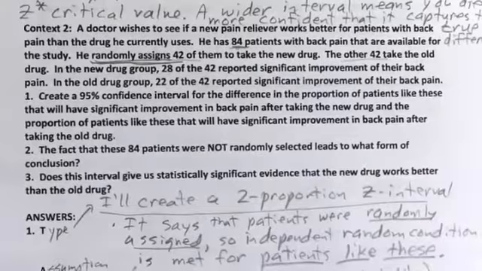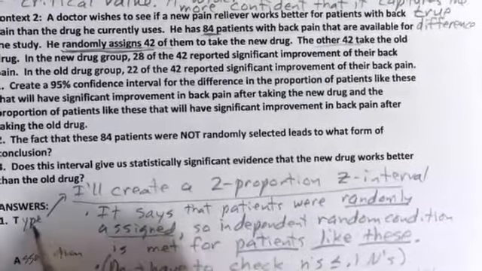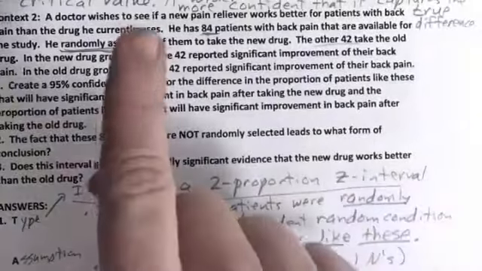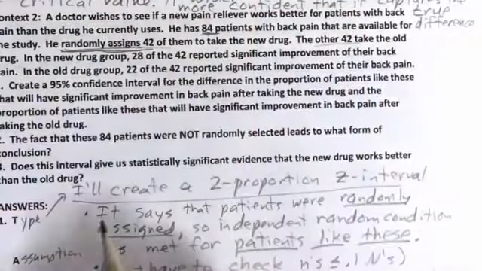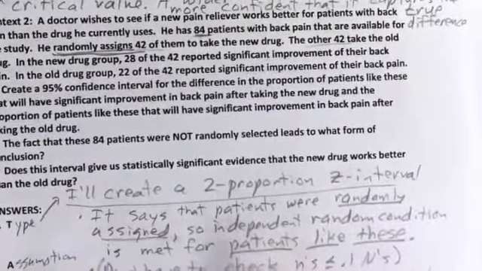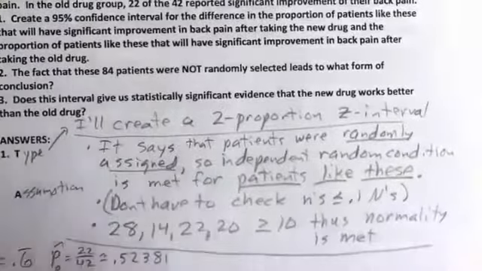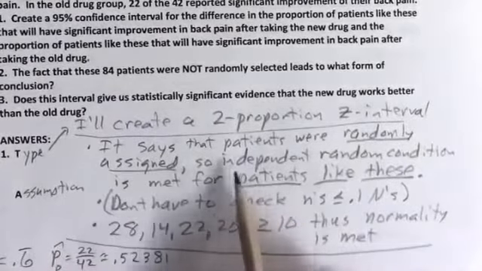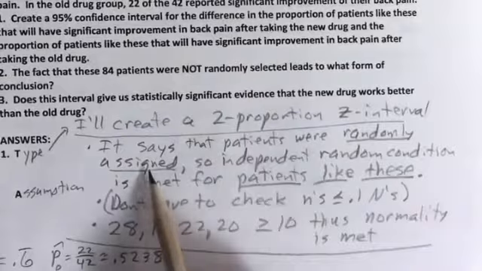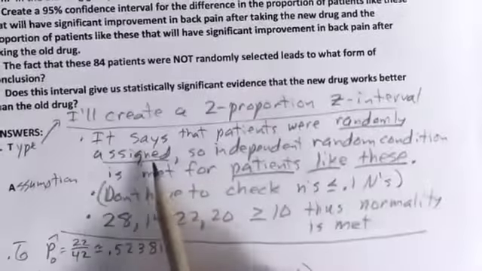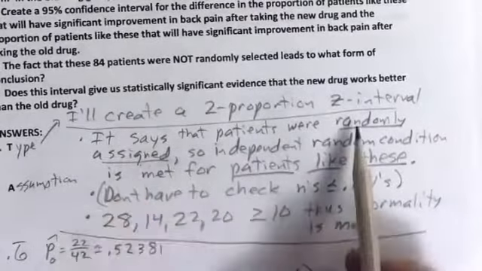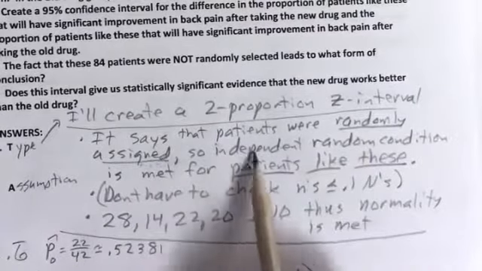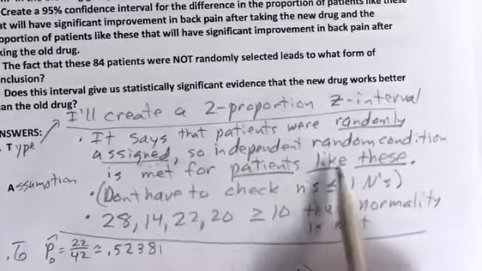So let's create the interval here. The first thing is state what we're doing. We have to do the TAME acronym: the type of inference, the assumptions, mechanics, ending. You've got to do those 4 things. Okay. So the type of inference, same thing, 2 proportion Z interval. Then, in regards to your I-SIN, they were randomly assigned. They were not randomly selected. Don't say it was an SRS because they were not randomly selected. They were randomly assigned. So this is the way we're going to word this. It says they were randomly assigned, so the independent random condition is met for patients like these.